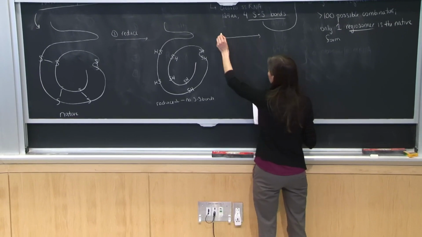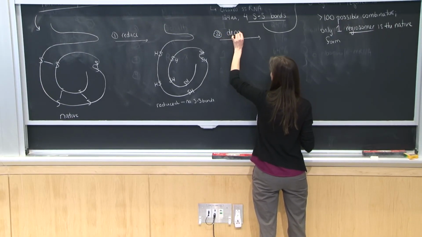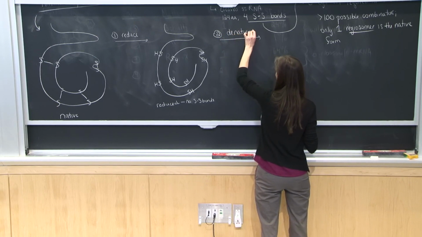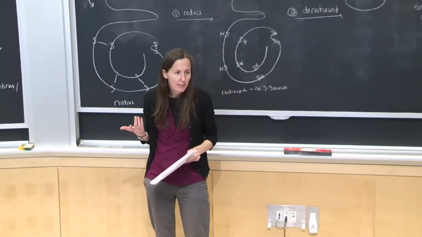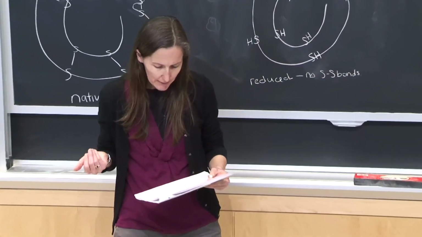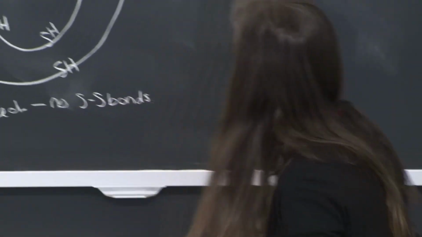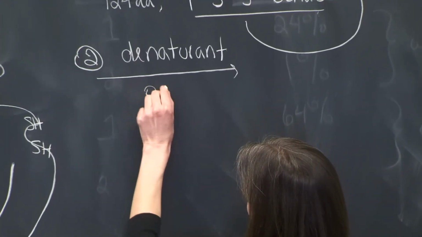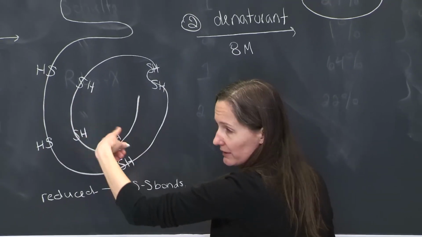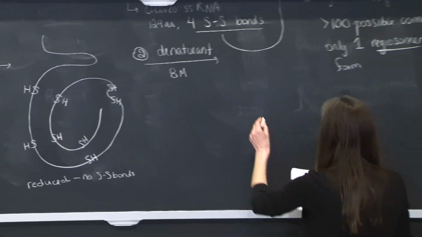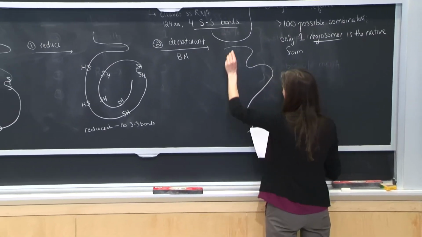Next step, add a denaturant. A denaturant is some chemical like urea or guanidinium that is going to disrupt the fold of the protein. In this case, he used urea, right? As this is sketched, this is still folded, but the disulfides are gone. So what's the result here? We get some unfolded polypeptide.